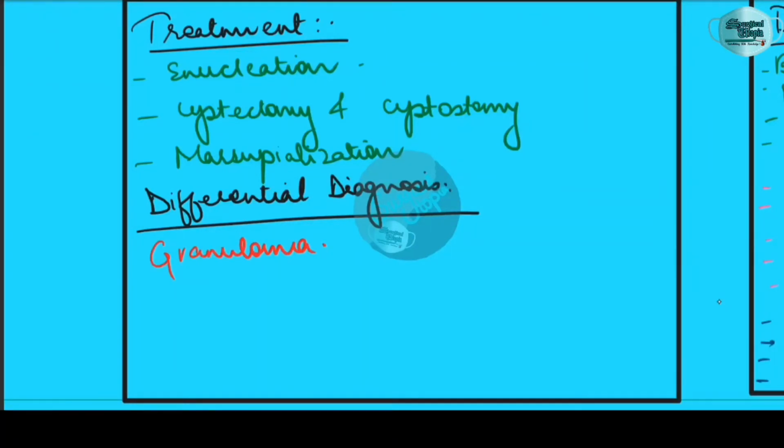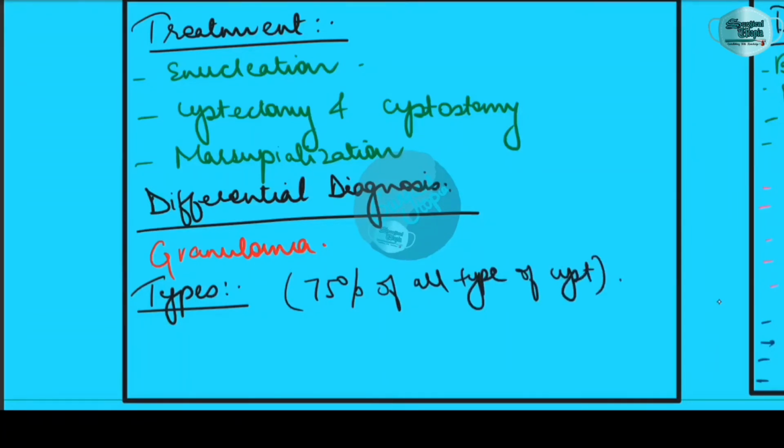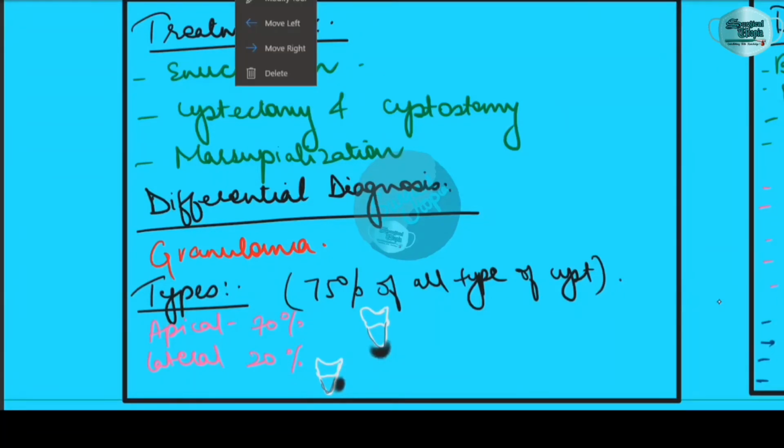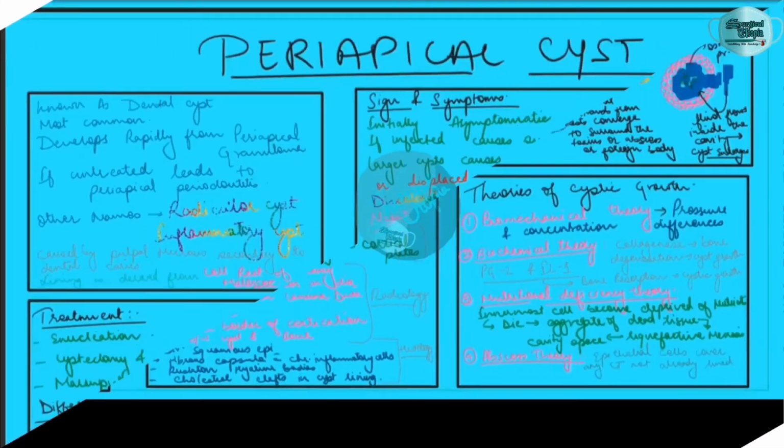The periapical cyst comprises 75% of the cysts in the oral region, and the male to female ratio is 3:2. There are three types of periapical cyst. The apical type, which is seen in 70% of the cases, in which the cyst is present at the apex of the root. Lateral type, which is seen in 20% of cases, the cyst is present on the lateral aspect of the root, and the residual cyst seen in 10% of the cases, where the cyst reoccurs after being formerly removed.